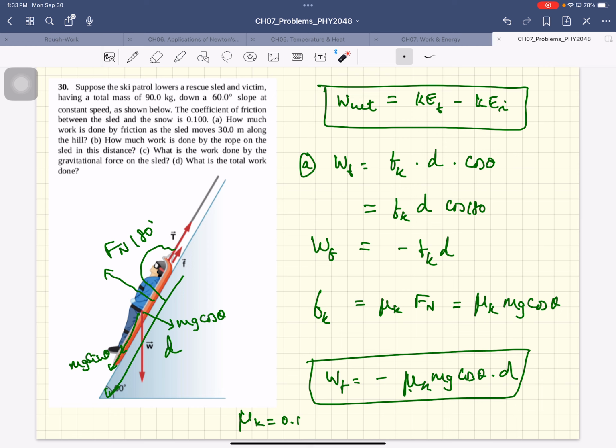But you can also see that, okay, this force is the sum of this force plus this force. This force is not doing any work. This component is not doing any work. Why is that component not doing any work?